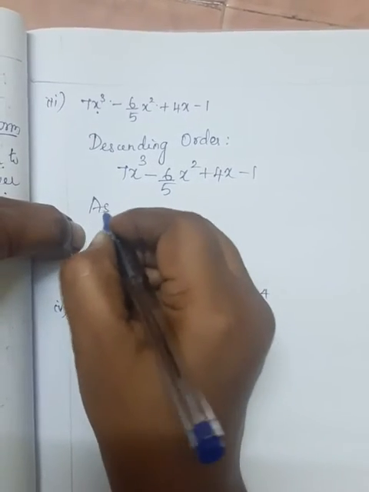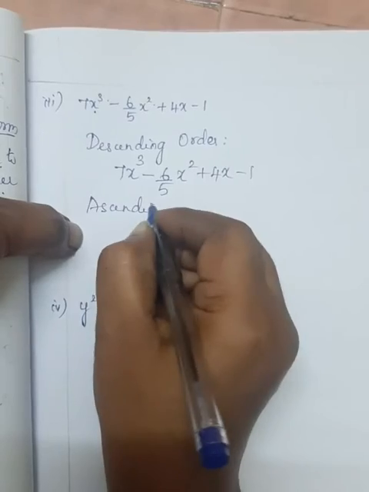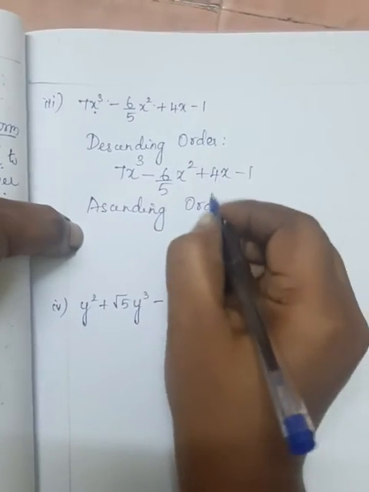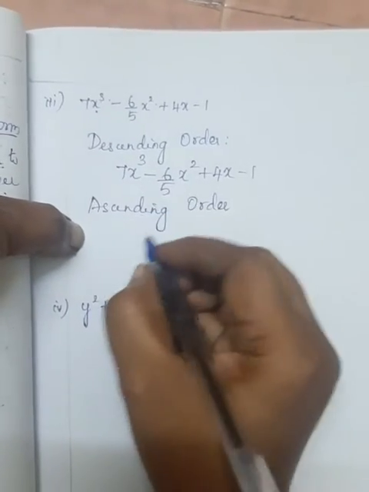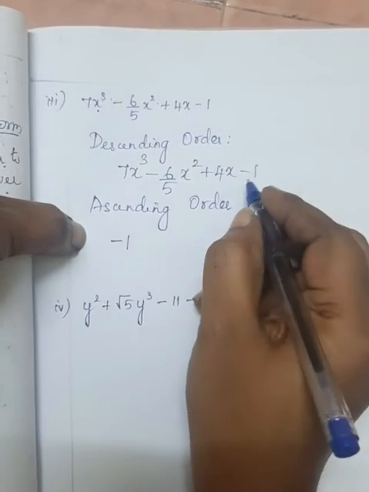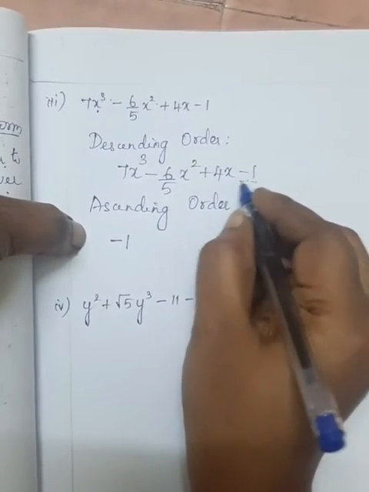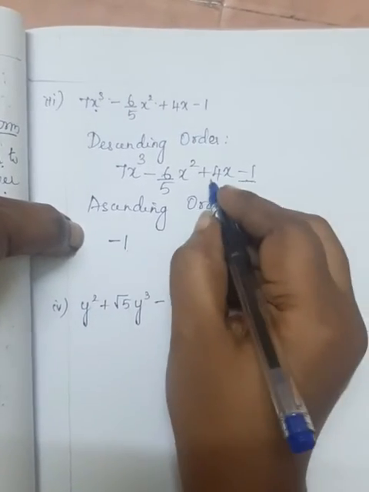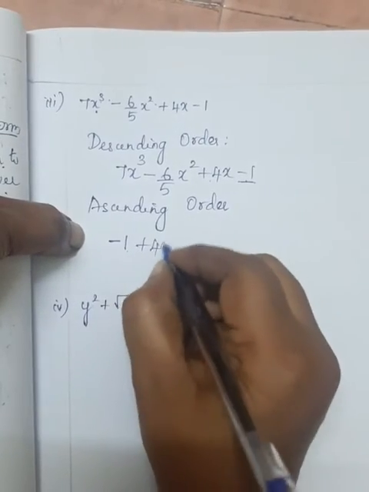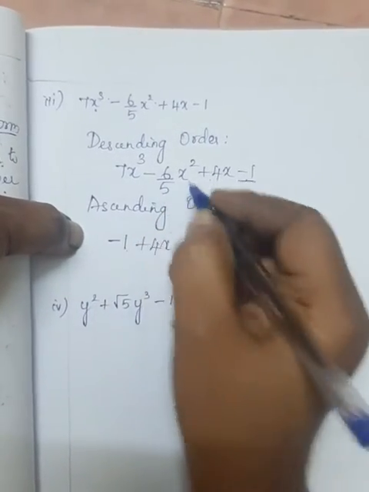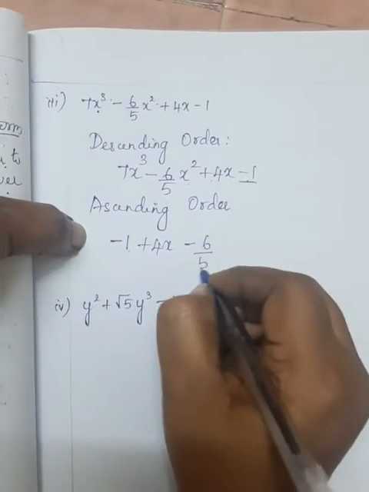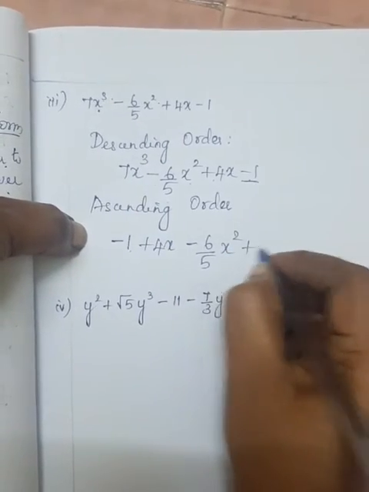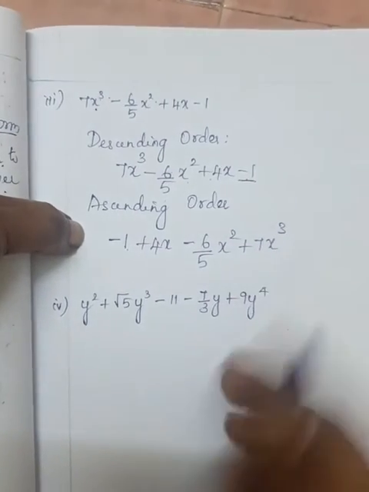Now write the ascending order. Ascending means lowest to the highest power. So just reverse this and write minus 1. Take it along with the sign and write constant is minus 1. Then plus 4x. Then minus 6 by 5x square. Then plus 7x cube.